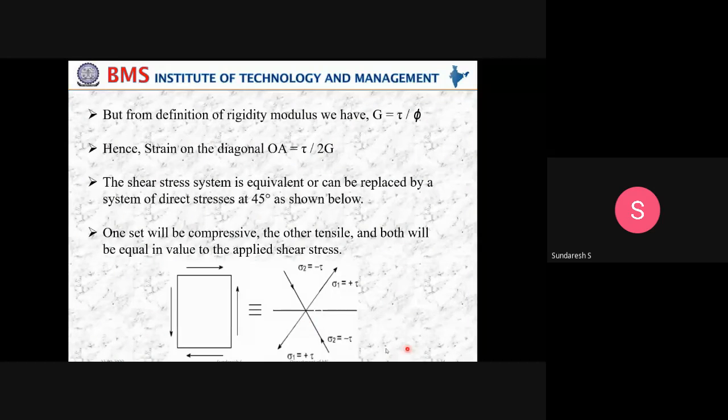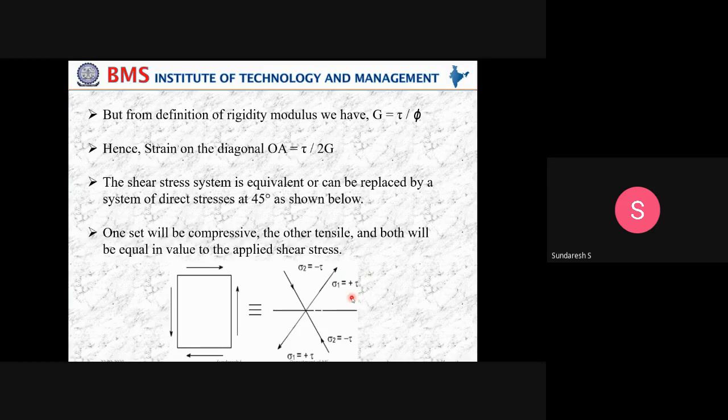So we have sigma 1 acting in this direction, which is positive, whose magnitude is equal to positive shear stress tau, and on the other side the element is subjected to a compressive stress sigma 2, which is negative tau. Is it clear, my dear students? Now the element is subjected to stresses in the x direction and the y direction. Stress in the x direction is positive and stress in the y direction is negative, whose magnitude will be equal to tau only.